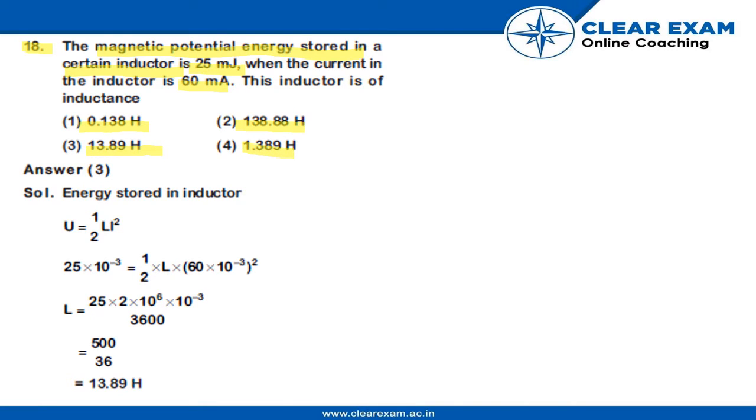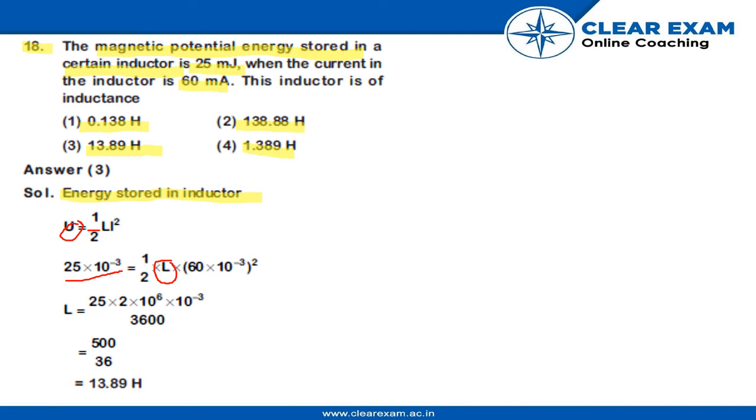So the formula for energy stored in an inductor is U equal to 1 upon 2 into L i square. We have been given U, which is energy, which is 25 millijoule. When we convert it into joules, it will be 25 into 10 to the power minus 3. And we have to find L, which is inductance.